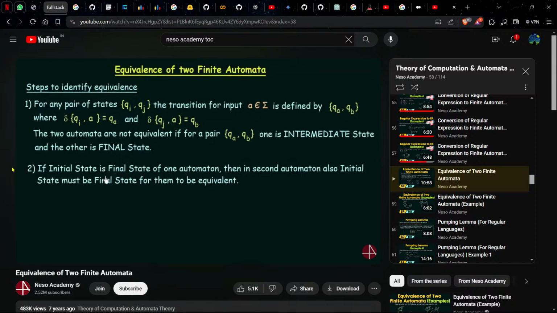The second step says that if the initial state is a final state of one automaton, then in the second automaton also the initial state must be a final state for them to be equivalent. That means in the first automaton, if its initial state and final state is the same state, then even in the second automaton, its initial state and final state should be the same for them to be equivalent. Otherwise, they will not be equivalent. So let's take a simple example to understand this in a better way.